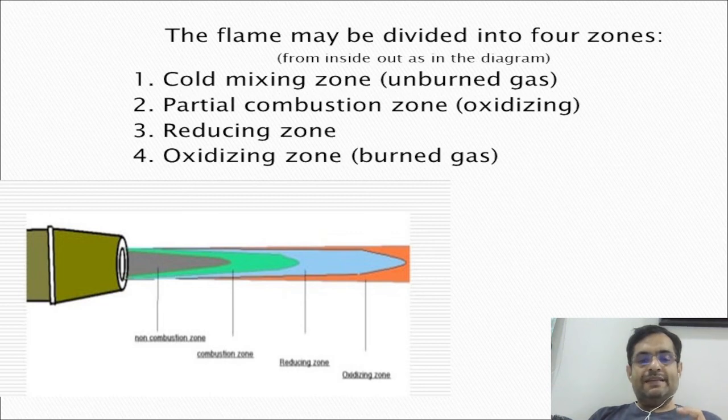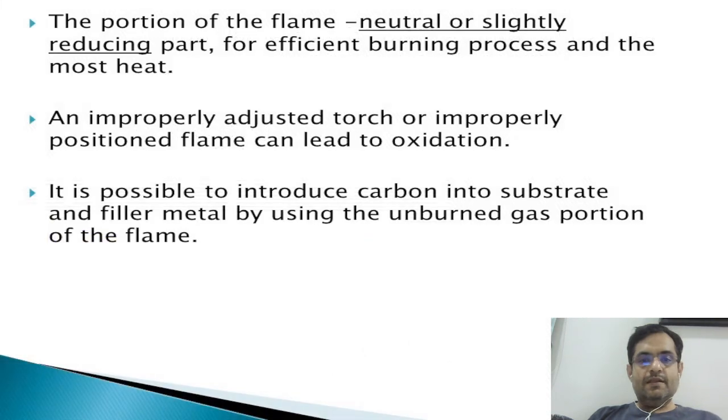We should always avoid heating the solder and the metal to be joined using this zone for soldering, as it is the burned gas, and again it creates oxidation. The portion of the flame which is neutral or slightly reducing is most efficient for heating. An improperly adjusted torch or improperly positioned flame can lead to oxidation, as I said earlier. It is possible to introduce carbon into the substrate and filler metal by using the unburned gas portion of the flame. So carbon can be introduced in the soldered joint, which again weakens the soldered joint.